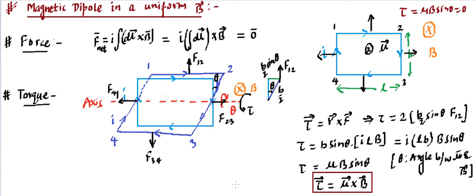And the result you can compare with your electric dipole moment. There you have proved that torque came out to be P cross E, that means dipole moment in a cross product with the field. Here also we are doing the same thing, dipole moment in a cross product with the field, and that was also restoring in nature, so this is also restoring nature. So concepts are going parallel to that of electrostatics.